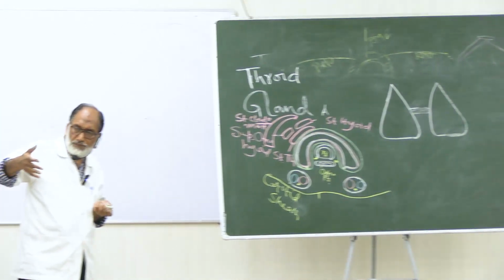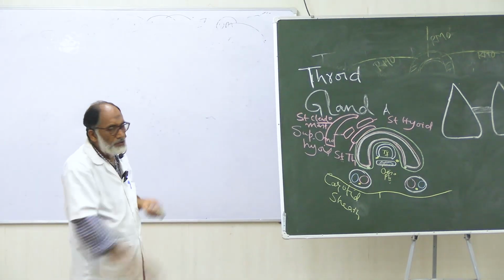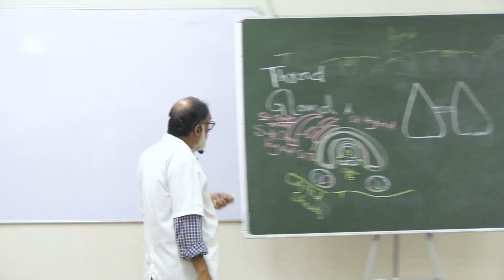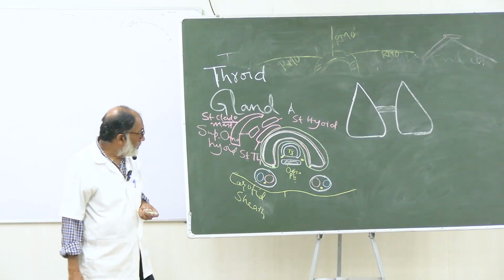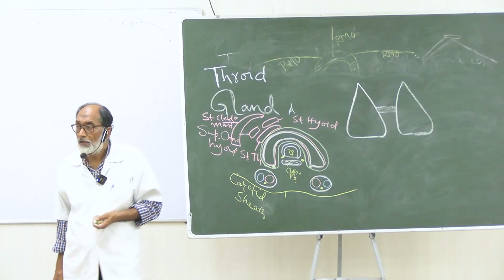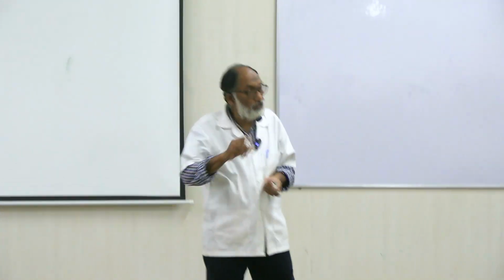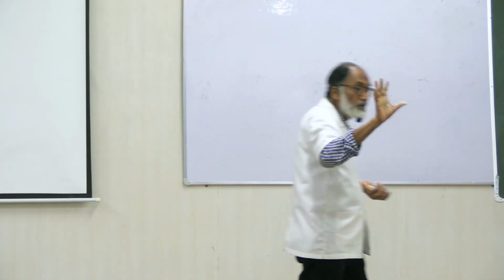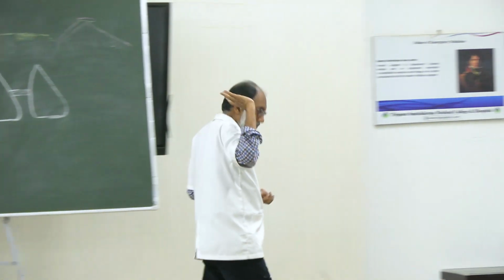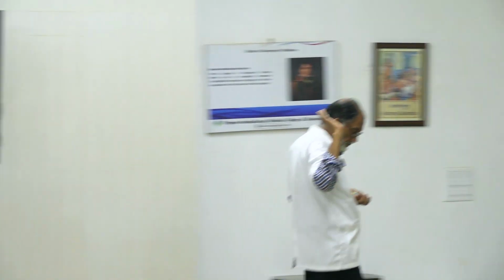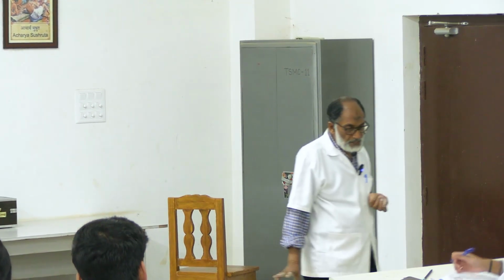Because if it is removed, then the parathyroid also will be removed. That's why it is kept here. Right? Now come to the arterial supply. I think you have already memorized the branches of the external carotid artery, right? Which external carotid artery branch supplies the gland?